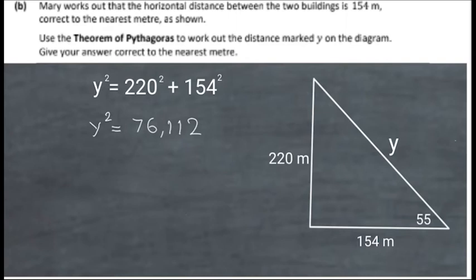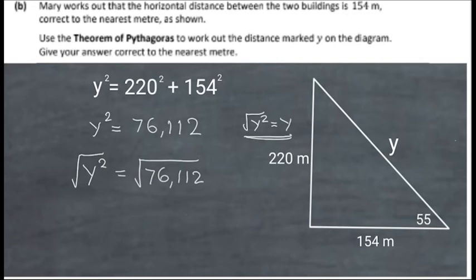So we have y squared. We want to find y, so we have to square root the y squared. Remember, the square root of y squared is equal to y. So we're going to square root both sides. So y squared, square rooted will be y. And then we have the square root of 76,112. So our result will be 269 rounded to the nearest meter. And that's it. Have a look at your diagram just to check the scale, as remember y is greater than 220 and 154. So it makes sense with the scale.